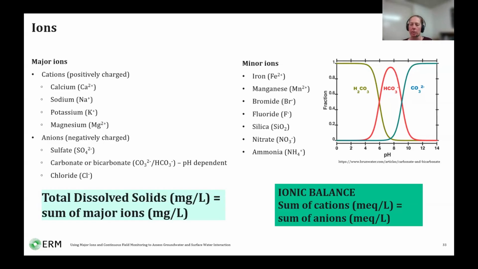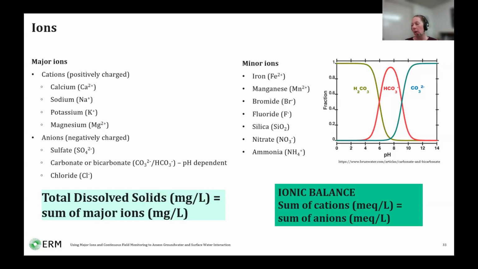The other one is that the sum of your major cations expressed as milliequivalent per litre, which accounts for the charge and the weight of the molecule, should equal the sum of your major anions, since water is neutral in charge. So this is what the lab reports as ionic balance. Many of you would be familiar with that.